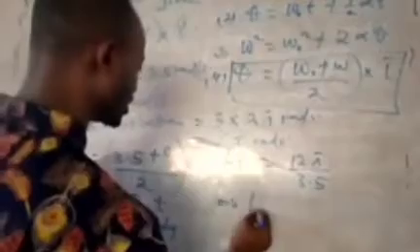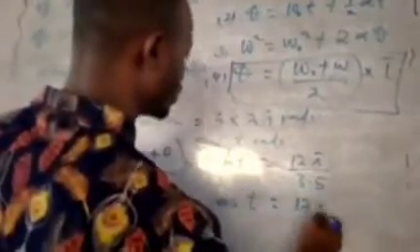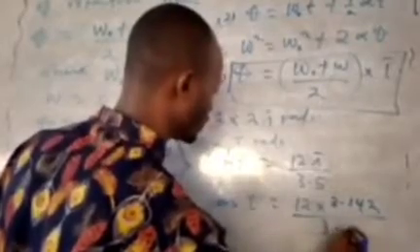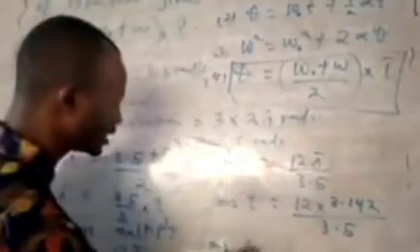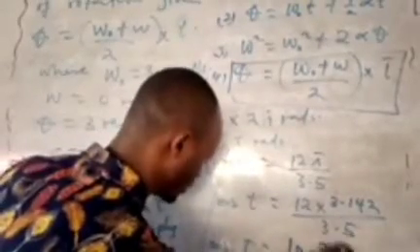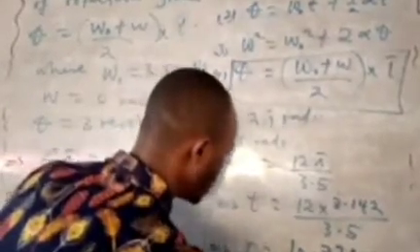Which invariably means our time t required will be equal to 12 times π, and the value of π is 3.142, over 3.5. So if you now do your rough work using your calculator, I have mine here. The time I have is 10.77 seconds.